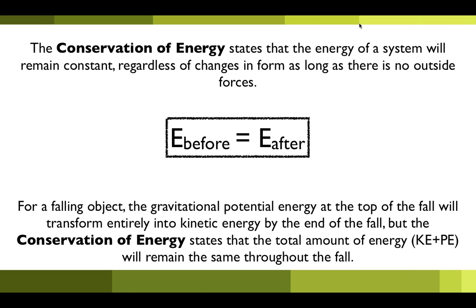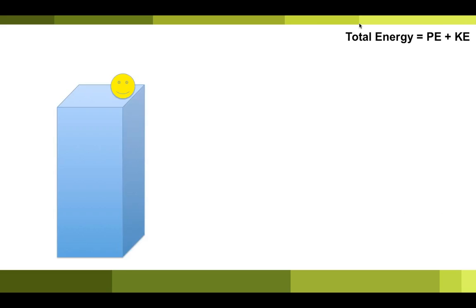Now, when we're talking about an object dropping, if all we're going to deal with is an object falling, the only two types of energy we need to worry about are potential and kinetic energy. And if we have conservation of energy, that means the total energy, which is the kinetic energy plus the potential energy of some object, has to stay the same. So let's see what I'm talking about here.